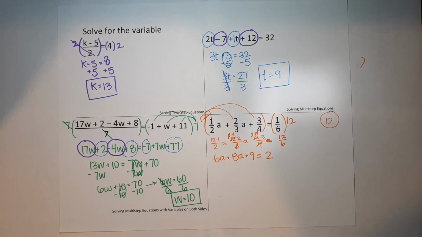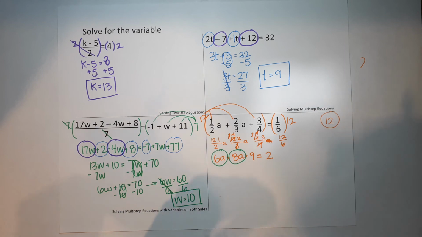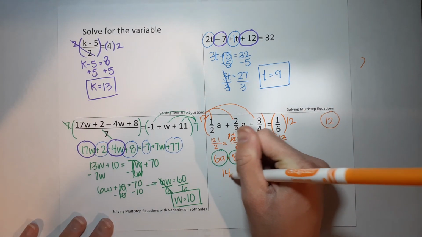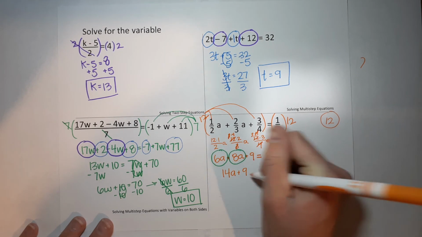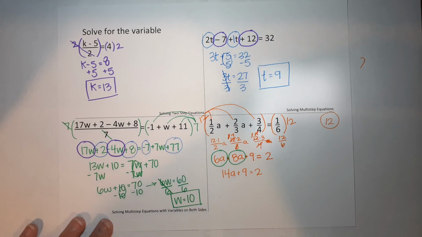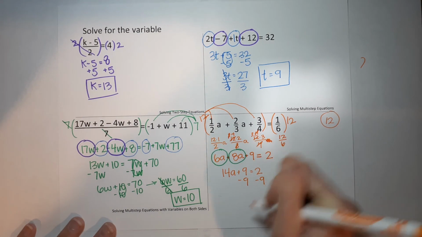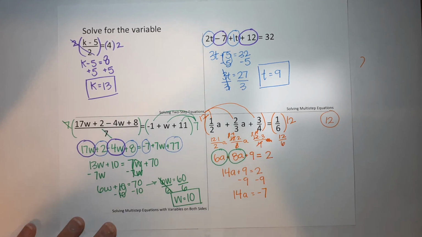All right. Now I'm going to combine like terms. So I've got a 6a here and an 8a here. So this is 14a plus 9 equals 2. Okay. Now I just want a alone, so I'm going to subtract this 9. So I get 14a equals -7.